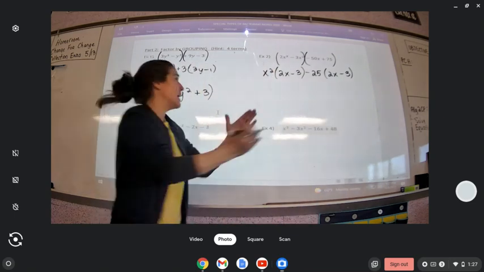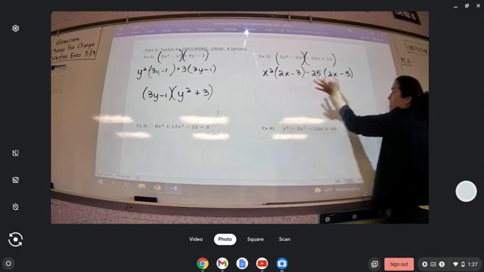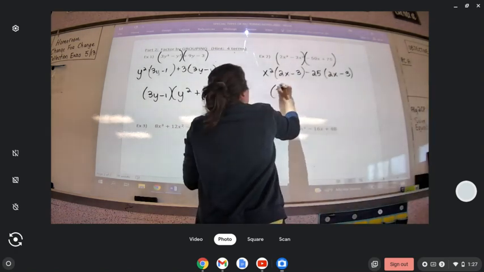Did it match? Yes. So you've created a common factor. This and this have a factor of 2x minus 3 in common. So take that.